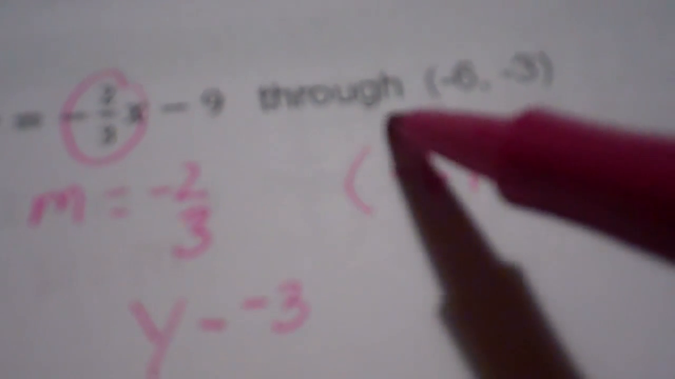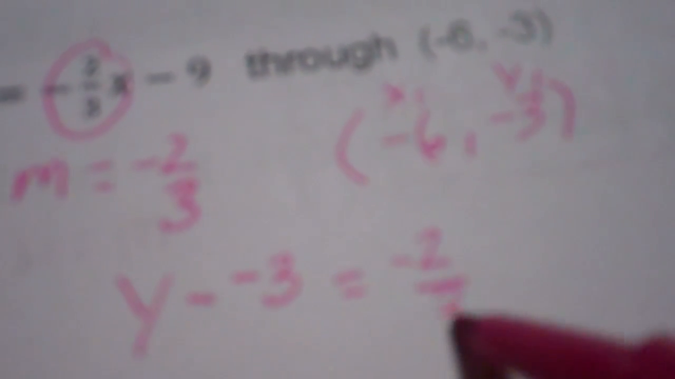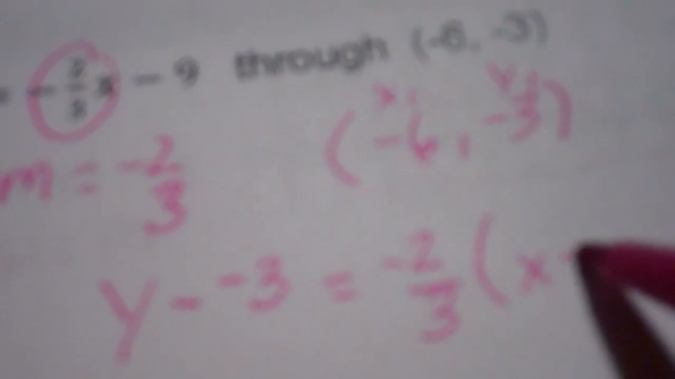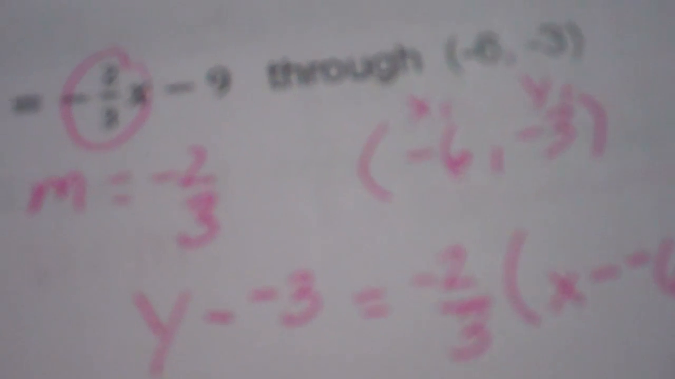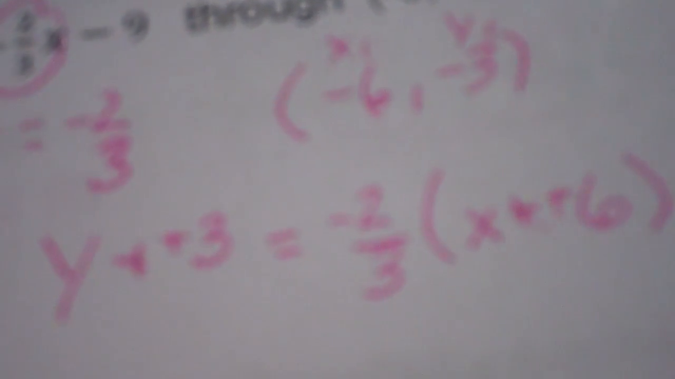Remember, we use exactly the same slope. The point is -6, -3. So we'll put it in our equation. Y minus -3, x1, y1, equals -2/3, x minus -6. Okay, a lot of negatives here. What I'd first like to do is make 2 negatives in a row be a positive before I distribute.